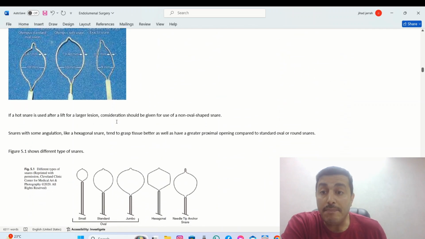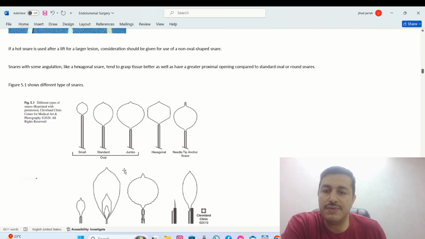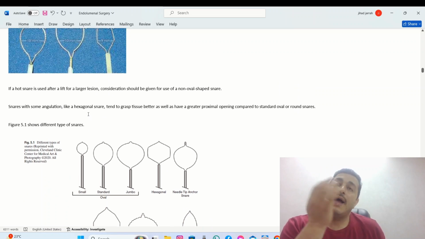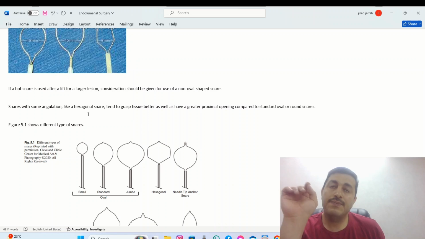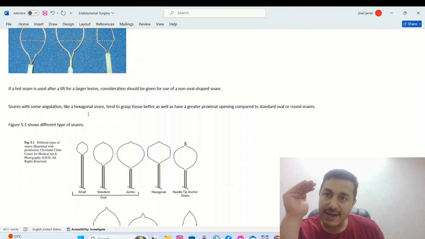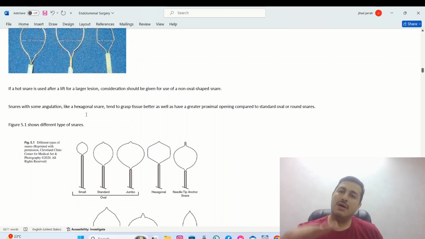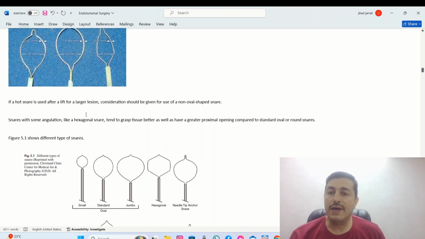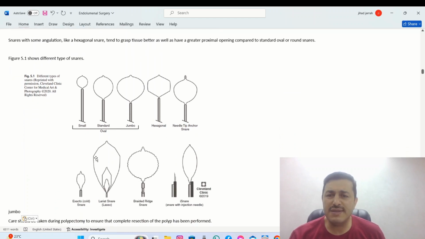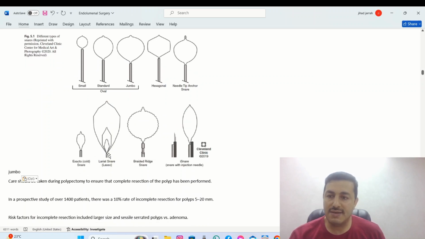We have different shapes of snares, as you see here. We said that we have hot, and what we didn't mention about hot snare is, please do some kind of lifting, elevate the tissue so that you will not cauterize the healthy underlying tissue. We will talk in detail about lifting shortly. We talked about forceps, where jumbo is better than standard. For cold snare, the dedicated snare with the thin wire is better than the traditional one. Here we have different types of snares: oval, hexagonal, needle tip.